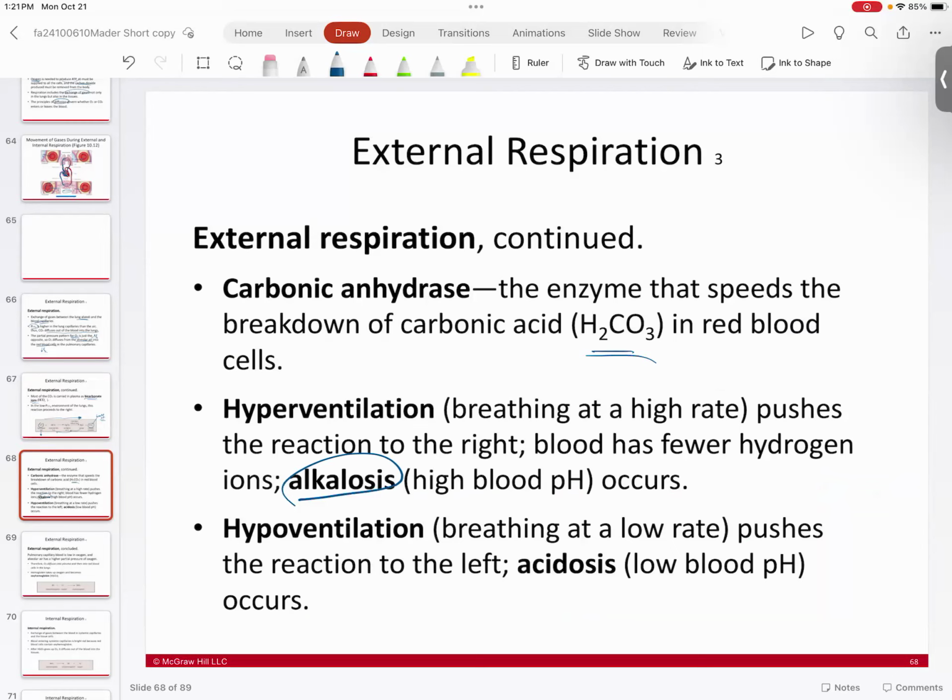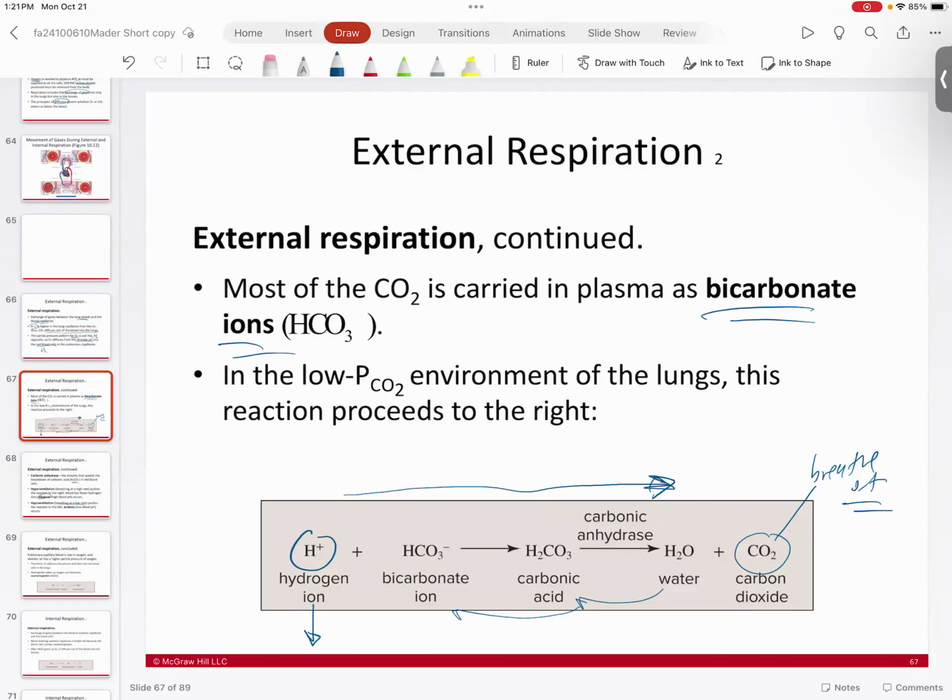Now, hypoventilation is the opposite, right? This is basically when you're not breathing enough, so you have a low rate of breathing. This is going to be hyperventilation. And then hypoventilation, where you're not breathing enough, is going to push it in the opposite direction.